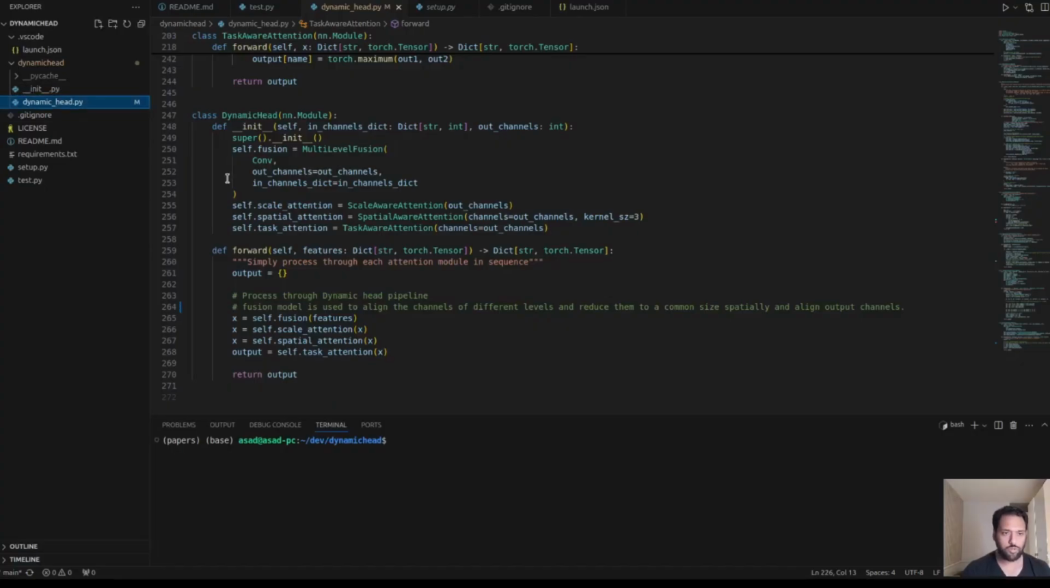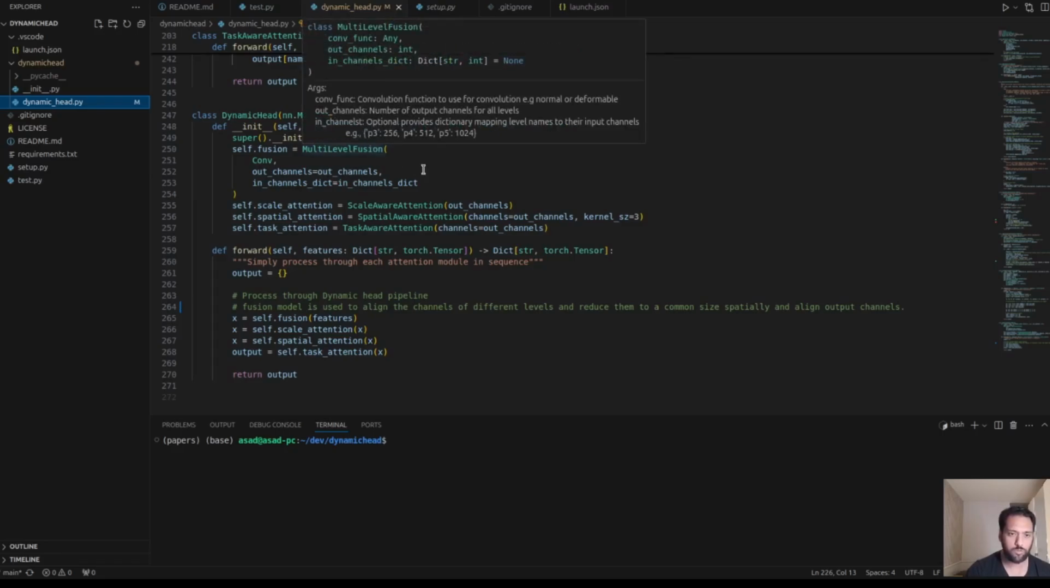Okay, let's go through the code of dynamic head. So this is the code of dynamic head. It's also available on my GitHub, and we'll also share it in the description. What it does is essentially pass the input feature channel dictionary through 4 modules, and we can go through each of them one by one.